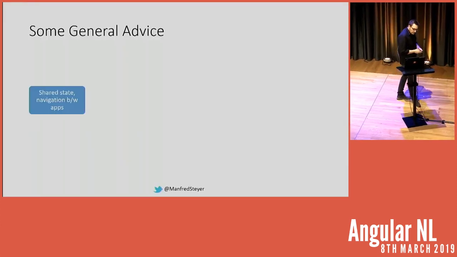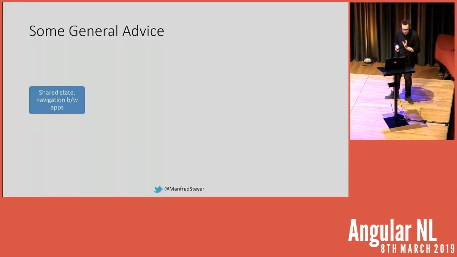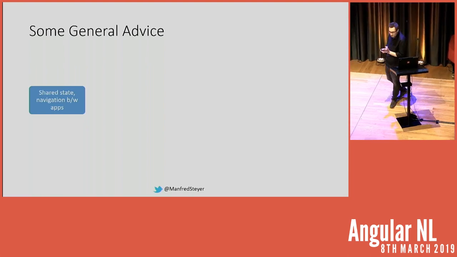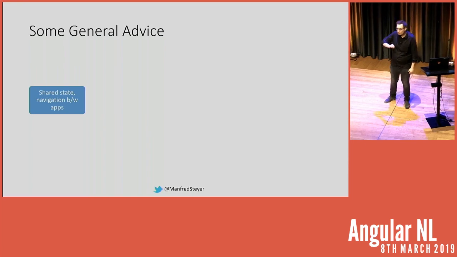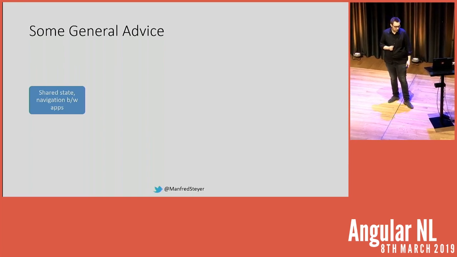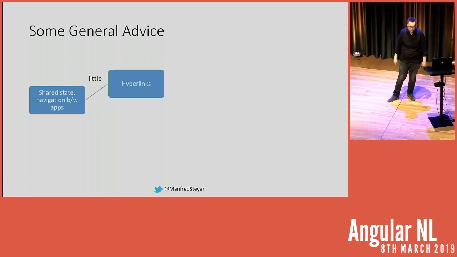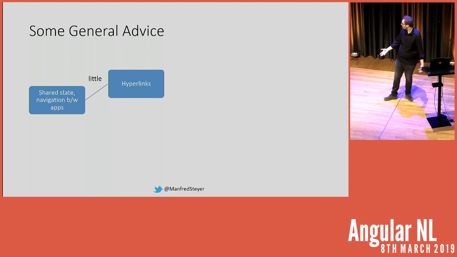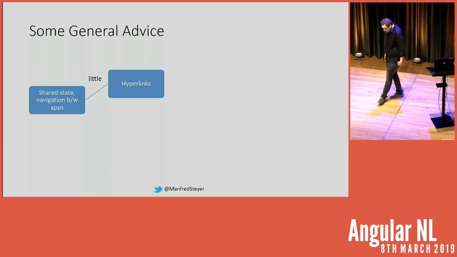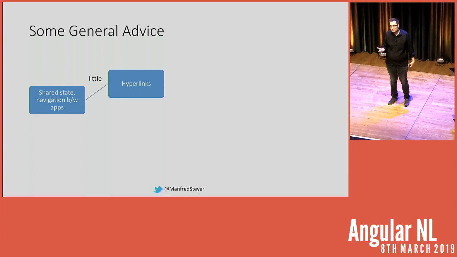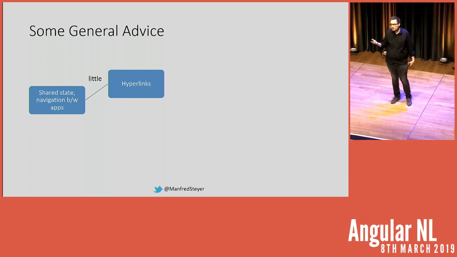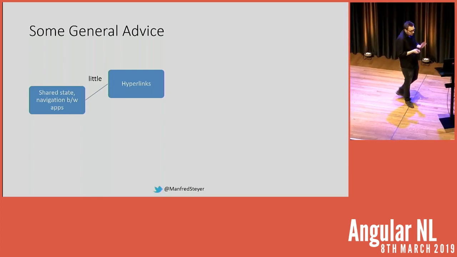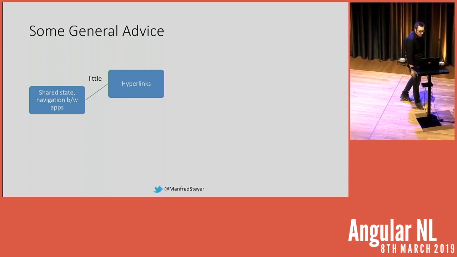Using this decision tree, the first question I would ask you: do you have a lot of shared state, and does the user need to navigate a lot back and forth between the micro apps? If you say no, this is not the case at all, then go with hyperlinks. Hyperlinks are the easiest solution for this, and you can even later switch to another solution to integrate everything into a common shell. But in this case, just get started with hyperlinks.